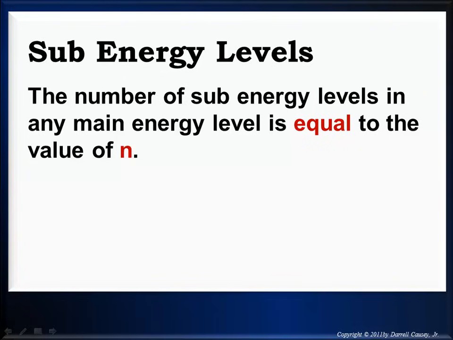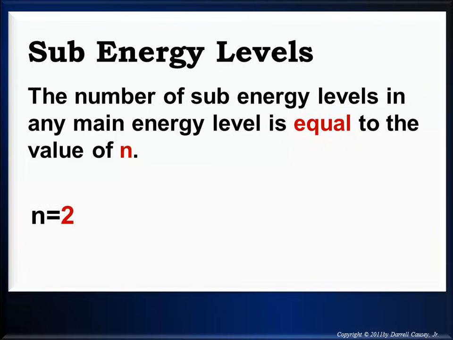The sub-energy levels: the number of sub-energy levels in any main energy level is equal to the value of n. Now you get that? The number of sub-energy levels is equal to the main energy level. So if the energy level is 1, you can only have one type of orbital. That would be S, S being the lower energy. And so the number for the angular momentum, or L, equals 0, because S equals 0.